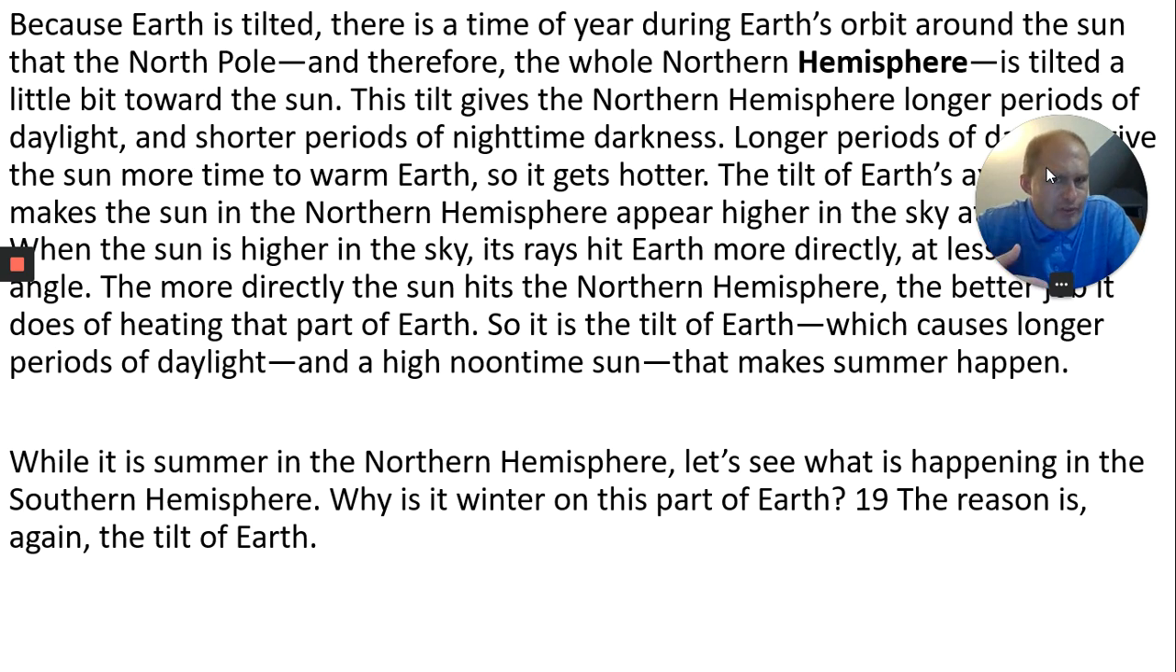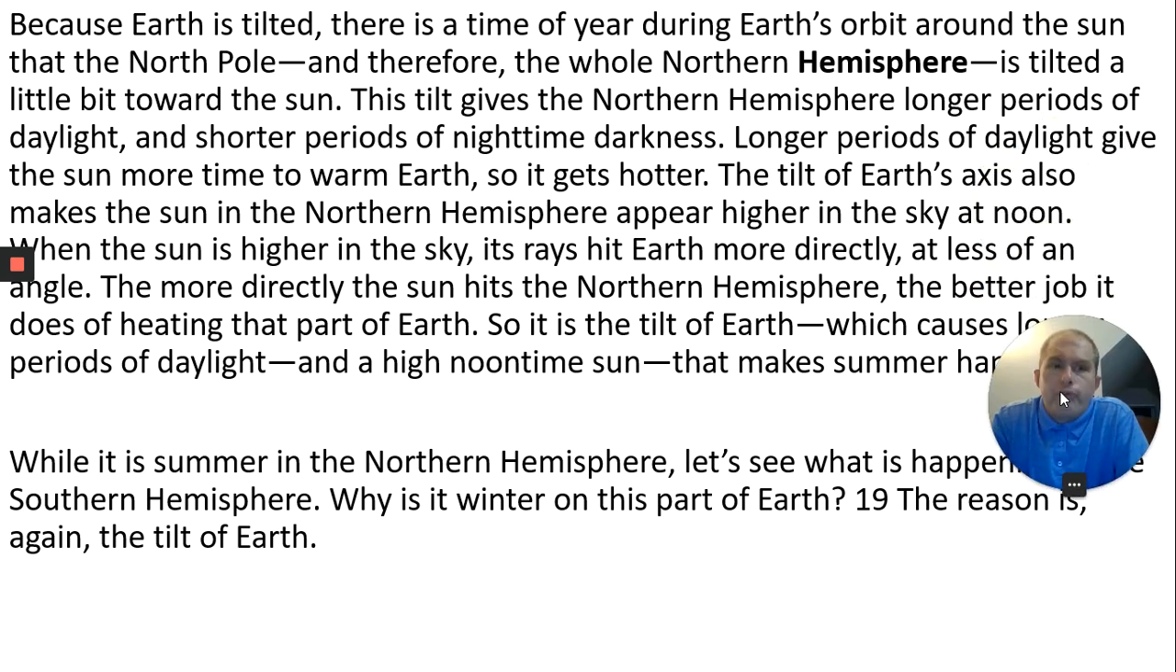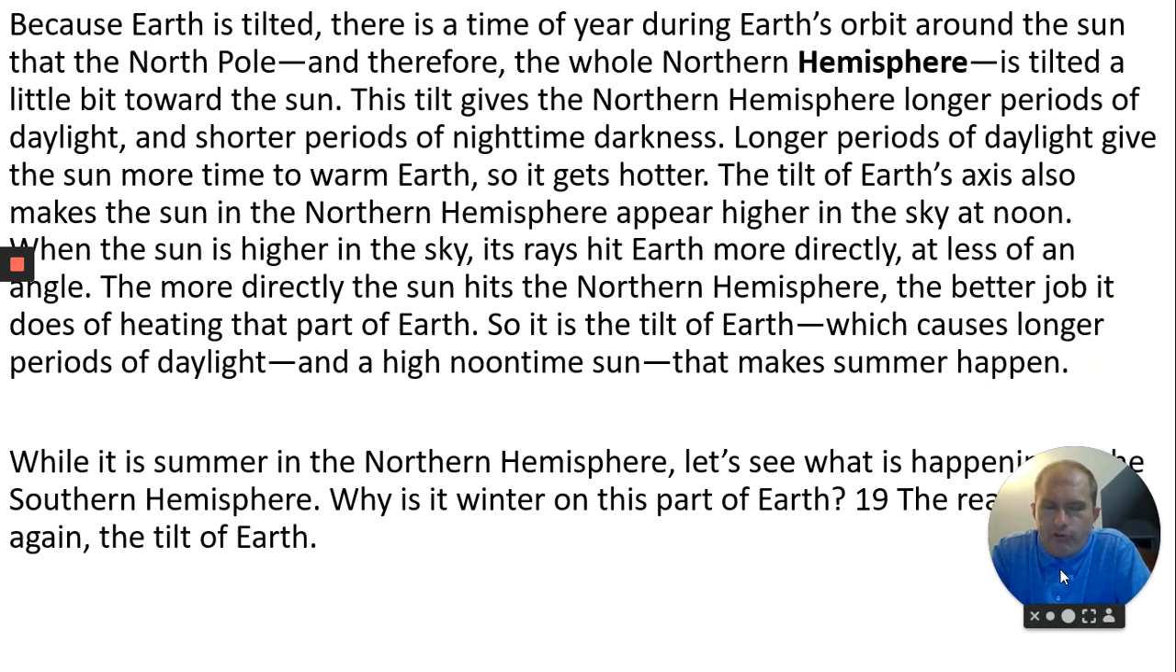Because Earth is tilted, there is a time of the year during the Earth's orbit around the sun that the North Pole, and therefore the whole northern hemisphere, is tilted a little bit toward the sun. This tilt gives the northern hemisphere longer periods of daylight and shorter periods of nighttime darkness. Longer periods of daylight give the sun more time to warm Earth, so it gets hotter.